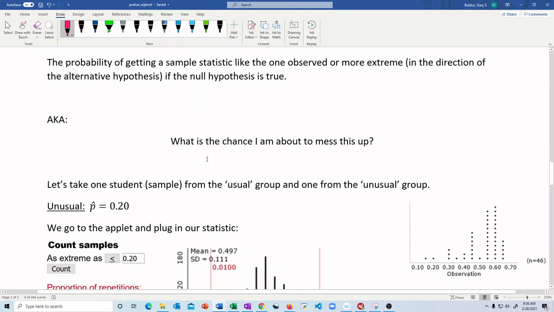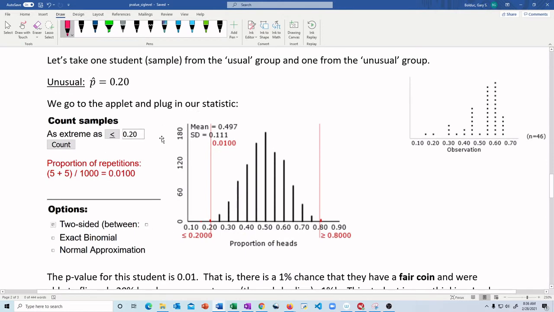So we're going to run it through here. So I'm picking out, I'm this student. So here is me. This is not actually me, but it's a dot, but that's fine. So this is me. I'm the student who got 20% heads on my 20 flips. So I say, okay, I go to the applet. I make the simulation, same one as above. I then can use the applet to calculate this thing called the p-value.